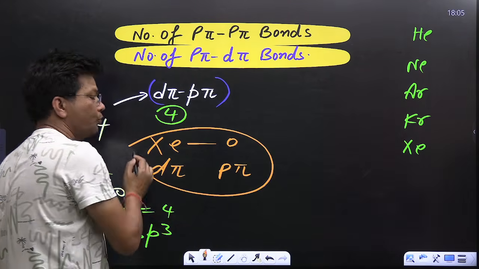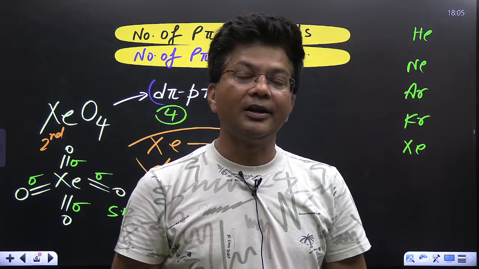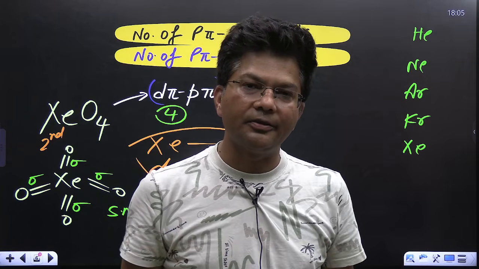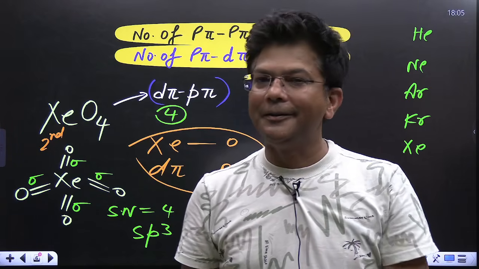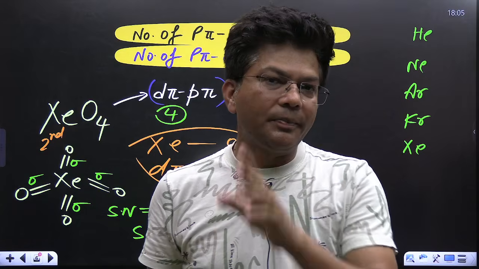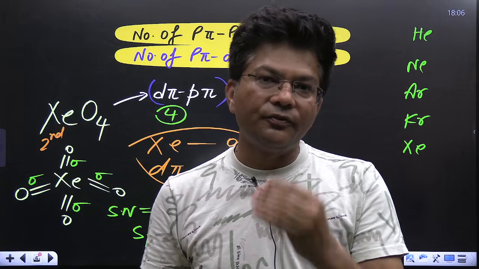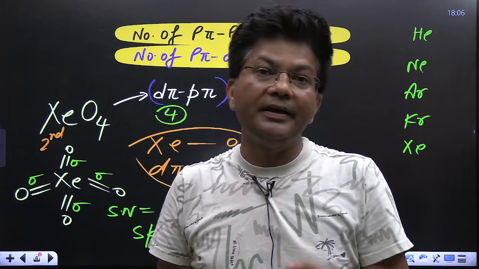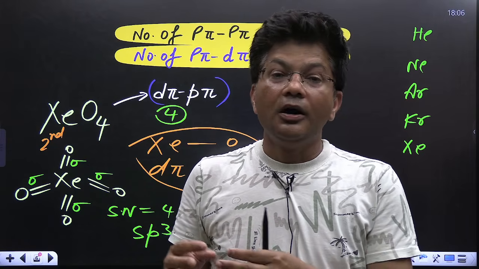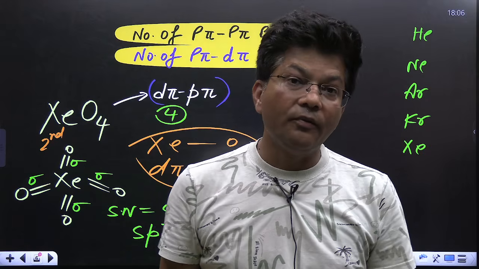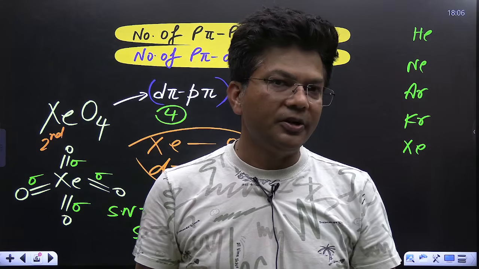So I hope this is very much clear to all of you. Always write down the compound, then see the central atom, metal or non-metal, whatever it is, and find out its hybridization. If any element belongs to second period, it can form only p pi. But if the element belongs to third, fourth period onwards, then it has the ability to form p pi as well as d pi. When forming p pi, suppose an element belongs to third period, and the hybridization is either sp or sp2, that means its p orbital is still vacant.